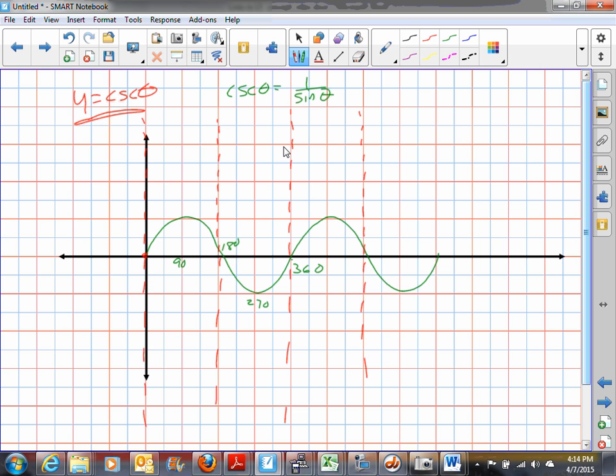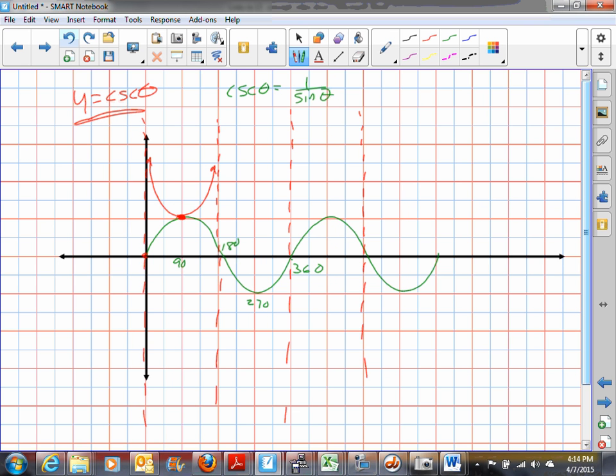Now, let me point out also that the sine of 90 degrees is 1. The reciprocal of 1 is 1, so the cosecant of 90 degrees would also be 1. Now notice we asymptote, we're not going to get 0 here, so we asymptote in this direction and in this direction, so we get the cosecant graph. The cosecant graph asymptotes to the asymptote here and to the asymptote there.